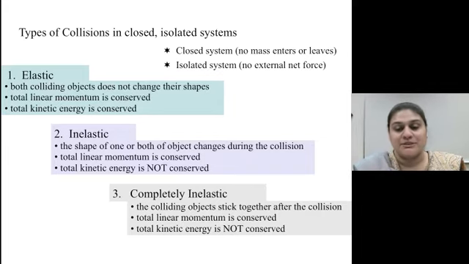A completely inelastic collision means that the colliding objects stick together after their collision. Total momentum is still conserved in the system. However, the kinetic energy is not.